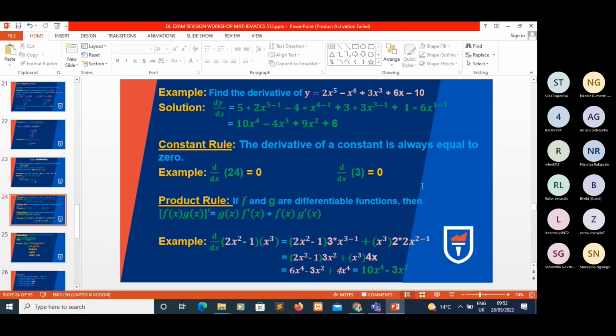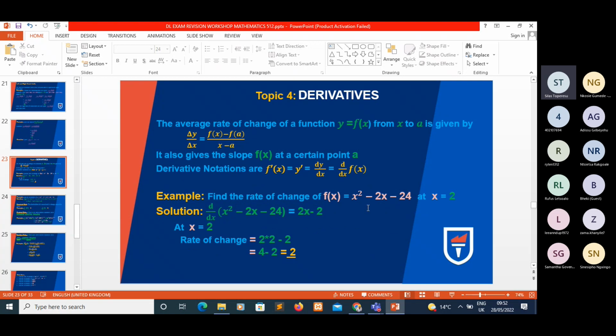The other chapter is derivatives. You need to know how to find the derivatives, differentiation. So the chapter of differentiation, I'm not sure if you did differentiation. You should know it when you are solving differentiation calculations.